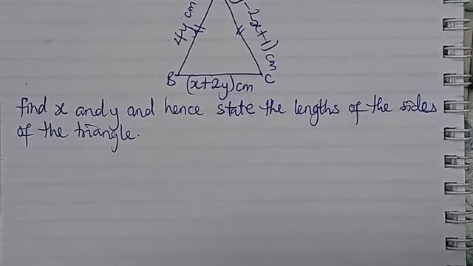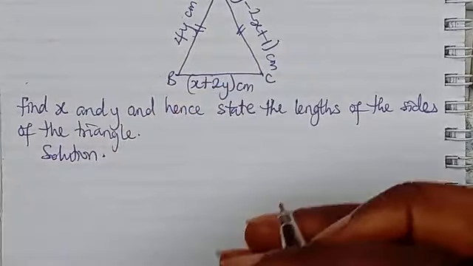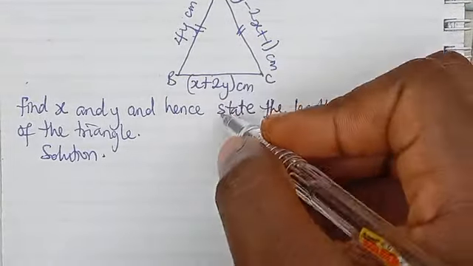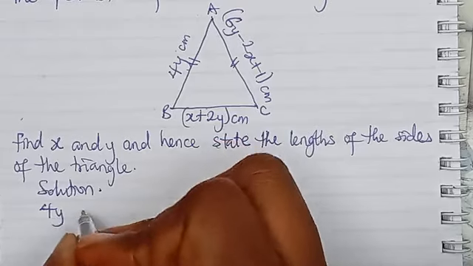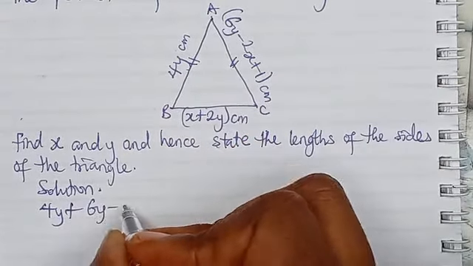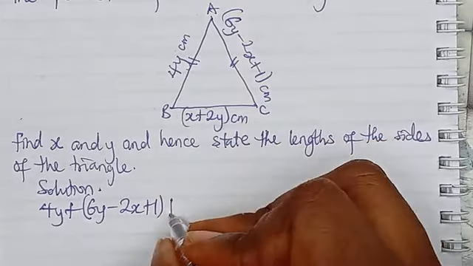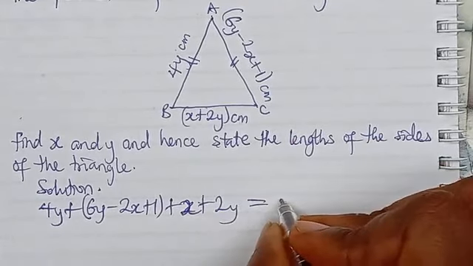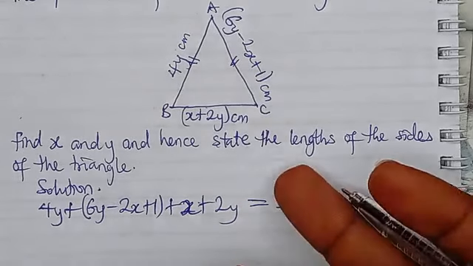As a means of solution, we have that first, perimeter is 28 cm. Therefore, all these sides of the triangle, which is 4y plus this part, 6y minus 2x plus 1, plus now the third part, x plus 2y, are all equal to 28 cm. So this is what we know, the perimeter is equal to 28 cm.